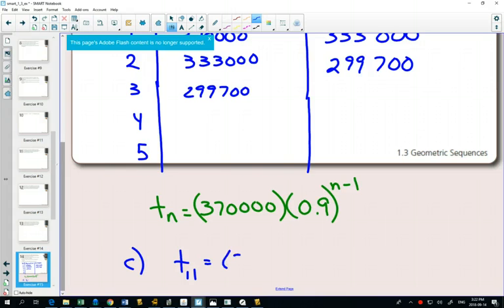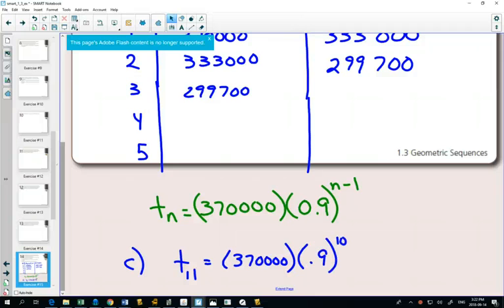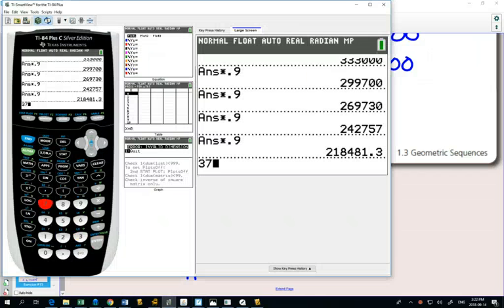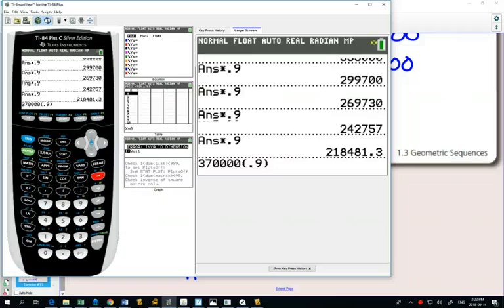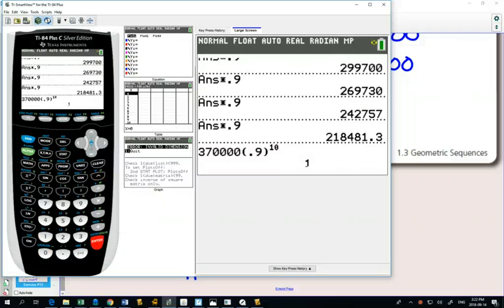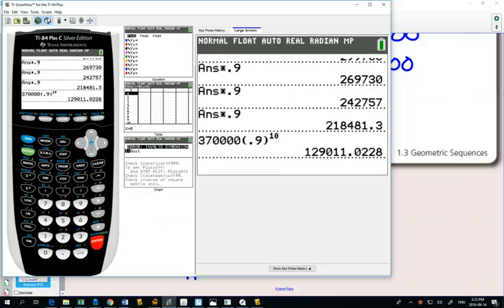And so I would plug everything in here. And this is going to be a little bit depressing from a farmer's perspective. If I type in $370,000 bracket 0.9 to the power 10, it's only worth $129,000 10 years later. You're losing a lot of money every year just on depreciation.